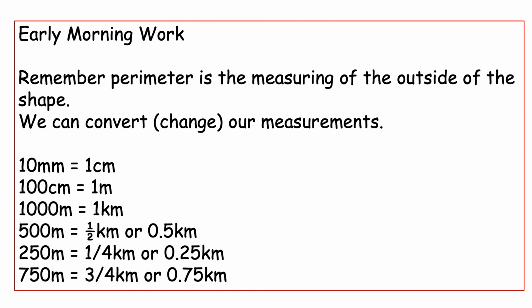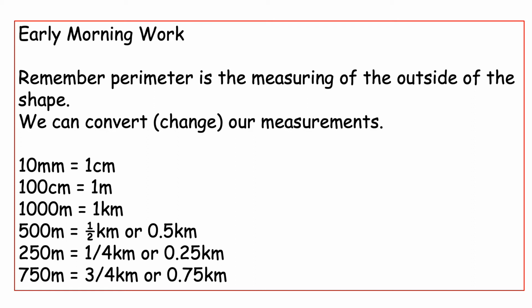So I've got all the conversions there for you. So 10 millimeters equals 1 centimeter. 100 centimeters is the same as 1 meter. 1,000 meters equals 1 kilometer. So if 1,000 meters equals 1 kilometer, half a kilometer is 500 meters, or you might see it as 0.5 kilometers.